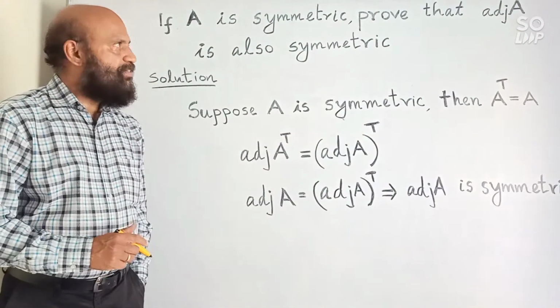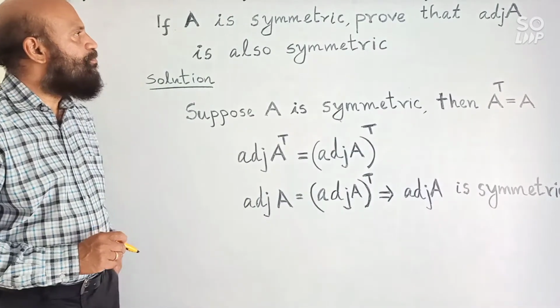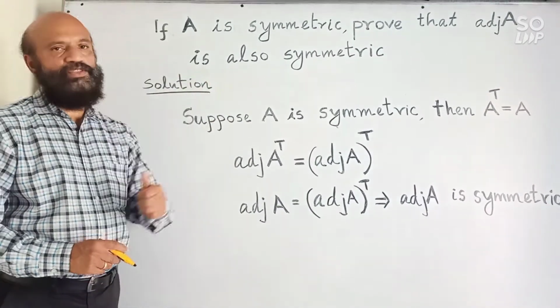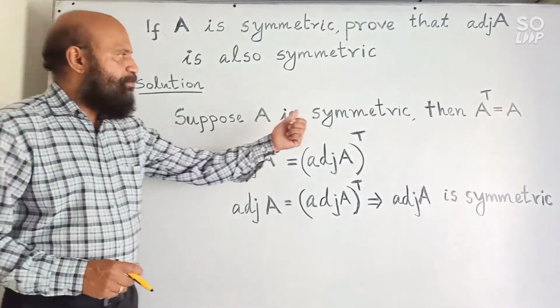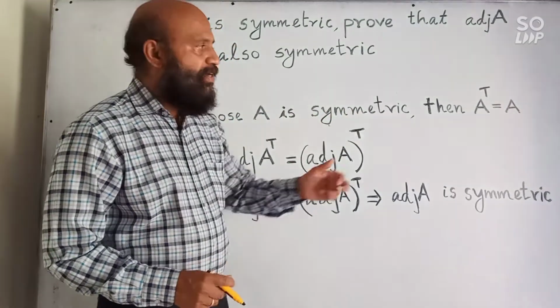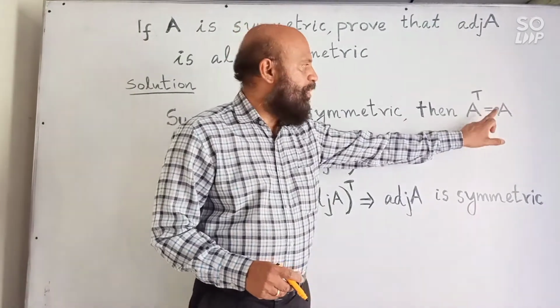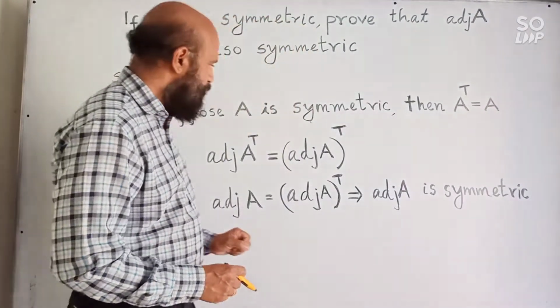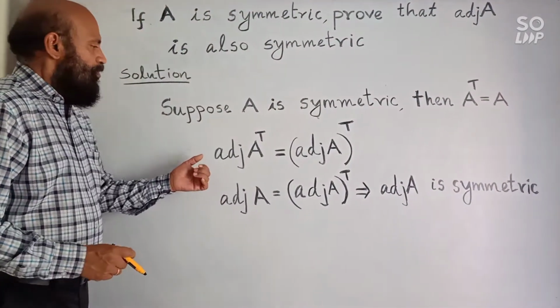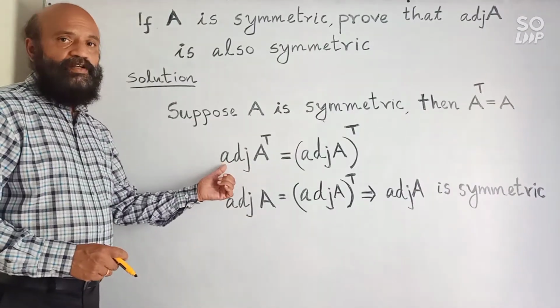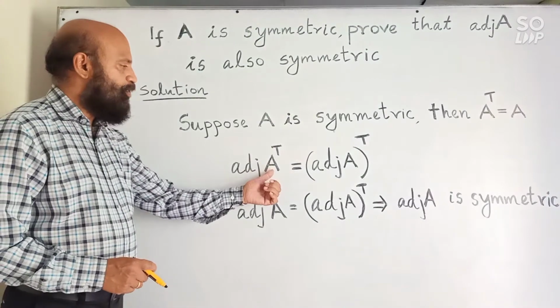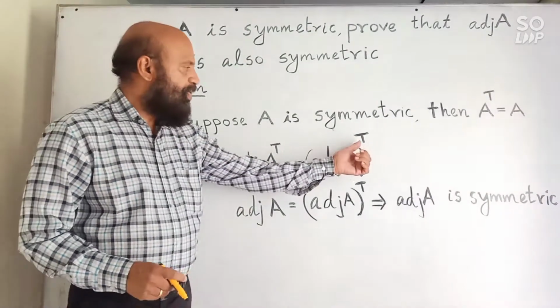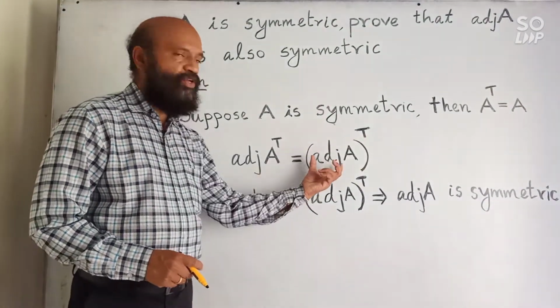If A is symmetric, prove that adjoint of A is also symmetric. Suppose A is a symmetric matrix, then A transpose will be same as A. Then this theorem we already completed: adjoint of A transpose will be same as transpose of adjoint of A.